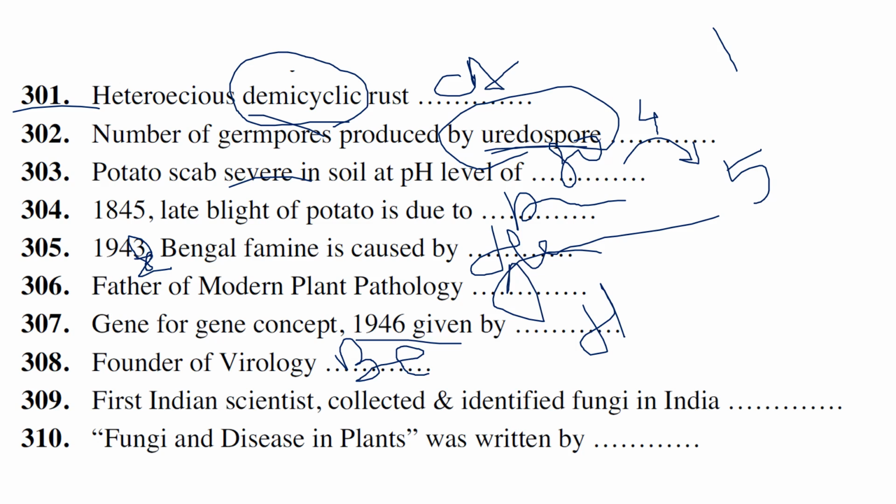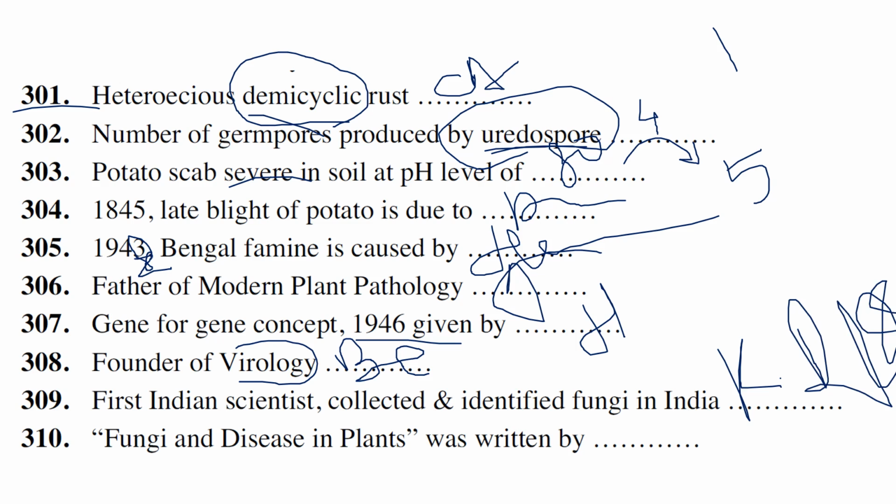He is considered the founder and father of plant virology. The first Indian scientist who collected and identified fungi from India was K.R. Kirtikar in 1885. Before that, Cunningham in 1883 and 82, a scientist from European countries, was in India and used to collect different kinds of fungi, but he was not an Indian. K.R. Kirtikar is the Indian who started collecting fungi in India in 1885.